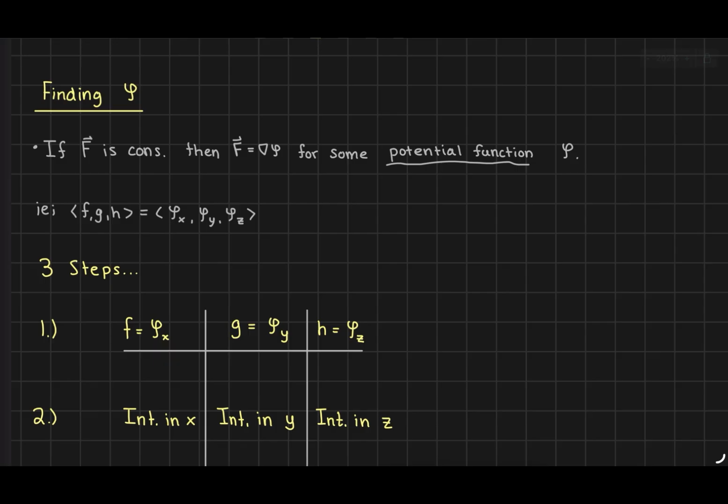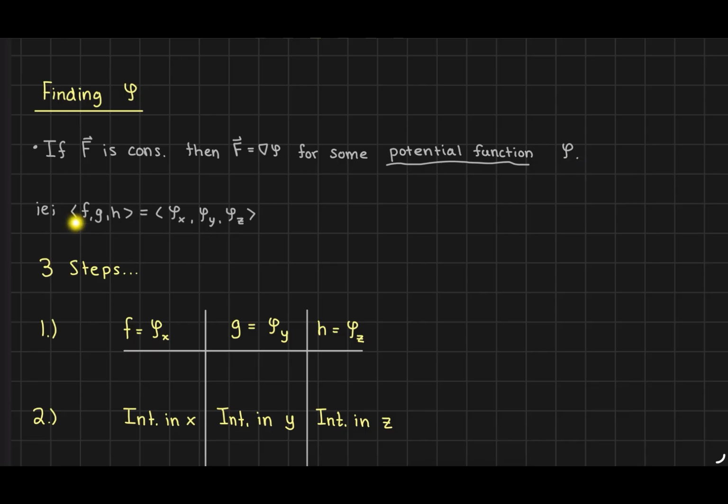So we talked about how to find whether or not a vector field is conservative or not, so we did some practice there. So let's just go ahead and talk about the next component. Well, this is finding phi. First of all, if our vector field is conservative, then our vector field is equal to the gradient of phi for some potential function phi. Phi is called the potential function.